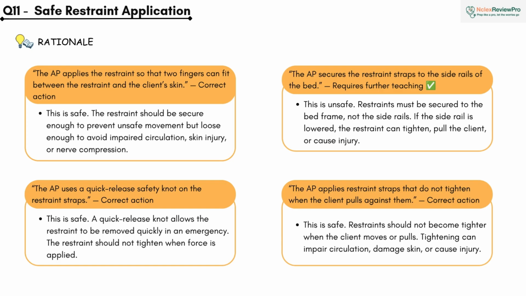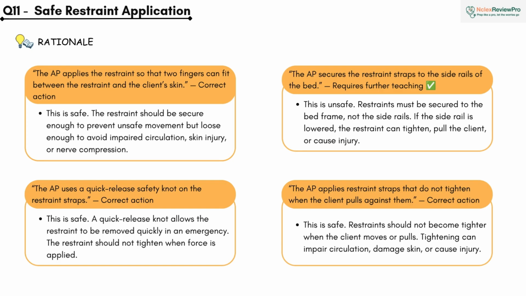The restraint should be secure enough to prevent unsafe movement, but loose enough to avoid impaired circulation, skin injury, or nerve compression. The second action says, the AP uses a quick-release safety knot on the restraint straps. This is also correct. A quick-release knot, or an approved quick-release device, allows the restraint to be removed quickly in an emergency. The restraint should never be tied in a way that delays removal.